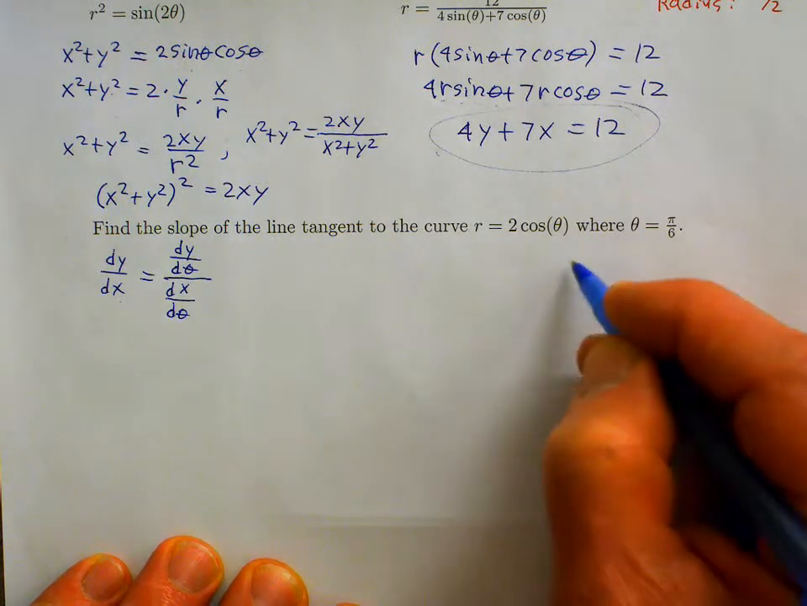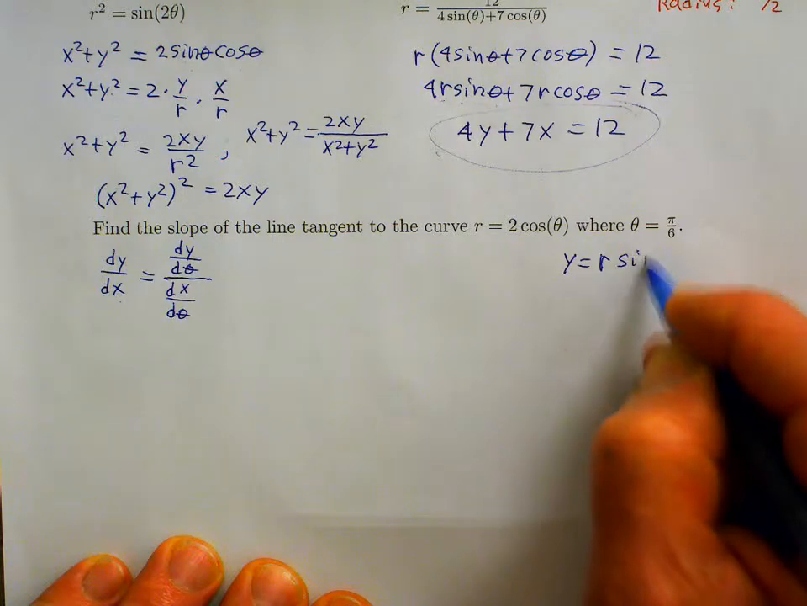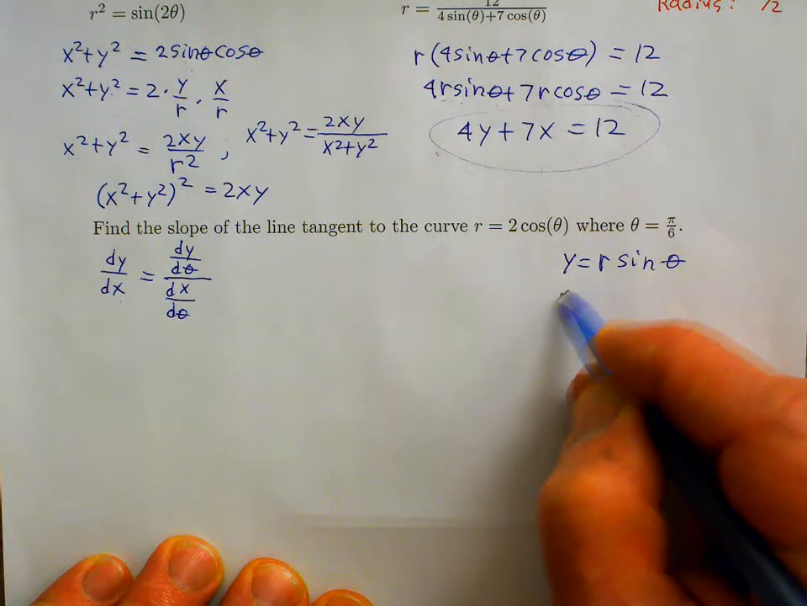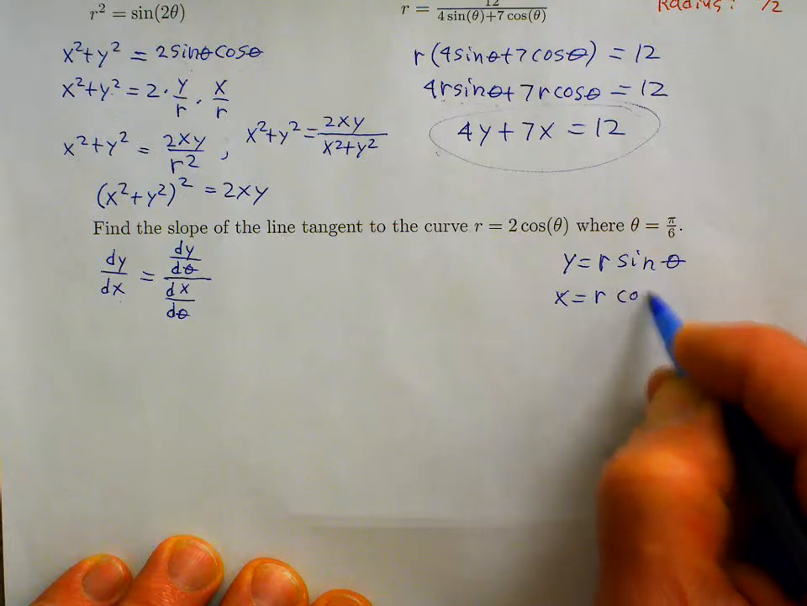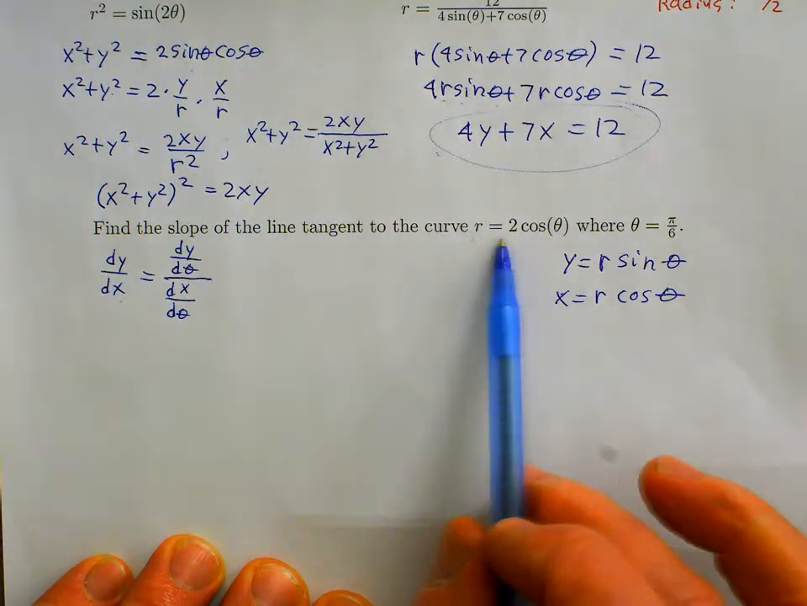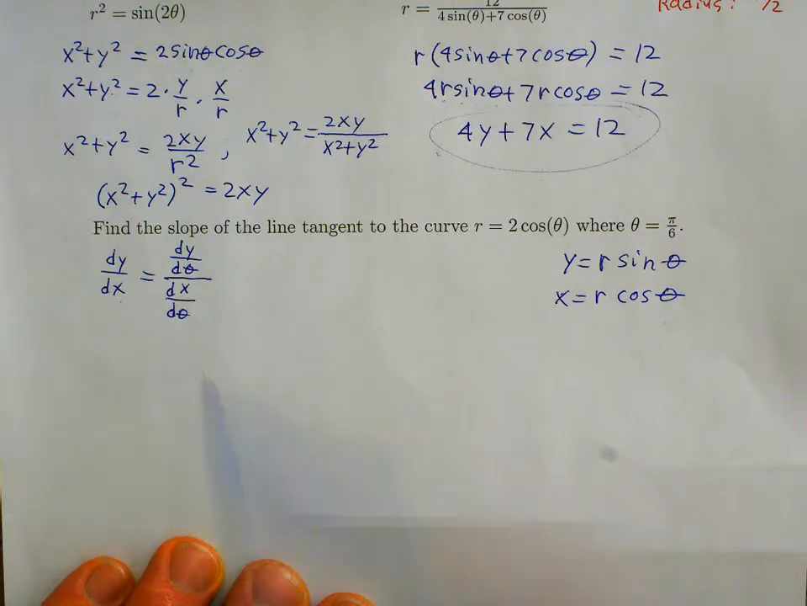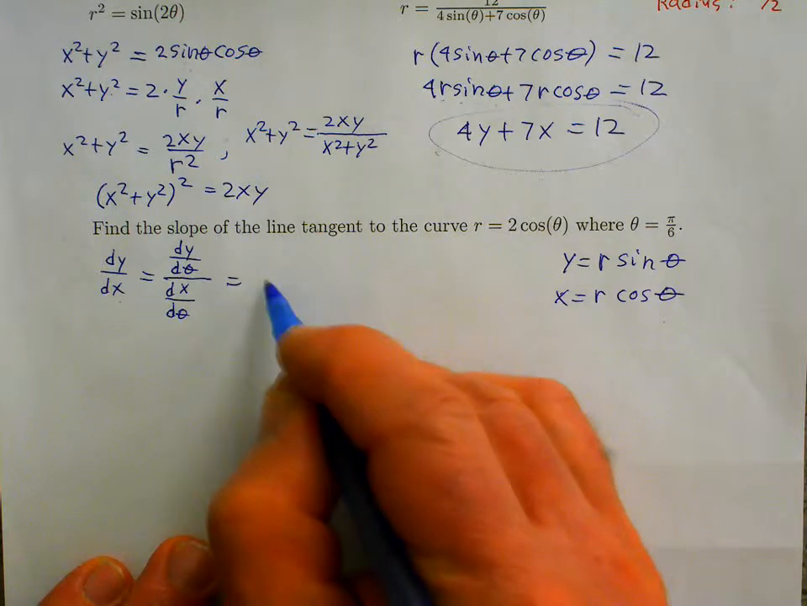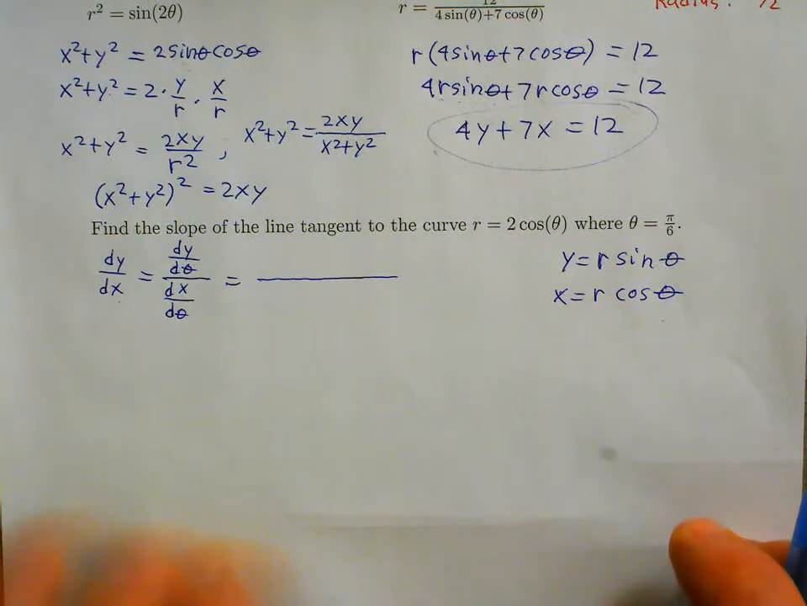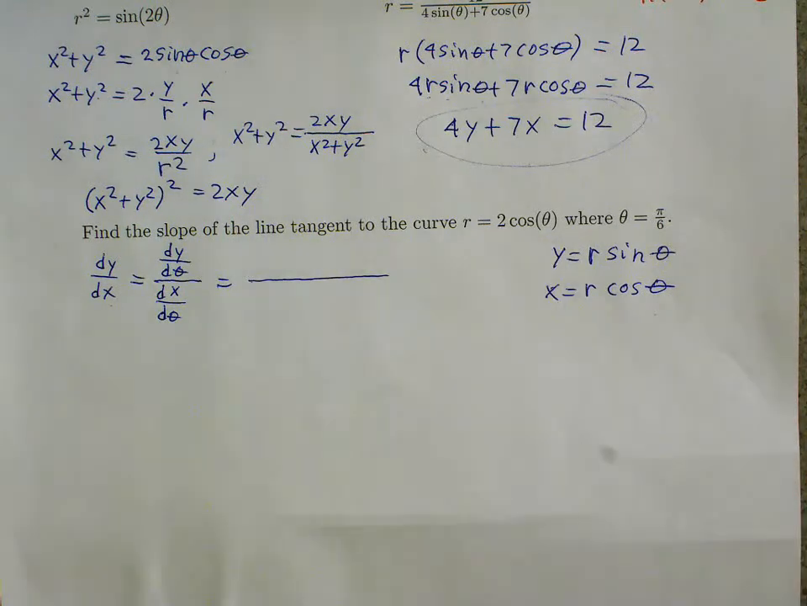So here we're using y equals r times sine of theta, and x equals r times cosine of theta. For the particular r equals 2 times cosine of theta. But first we'll write down the formula for the derivative. And then afterwards we'll replace r with 2 times cosine theta. And then after that we'll evaluate it when theta equals pi over 6.